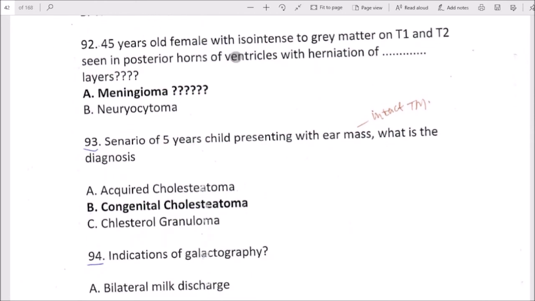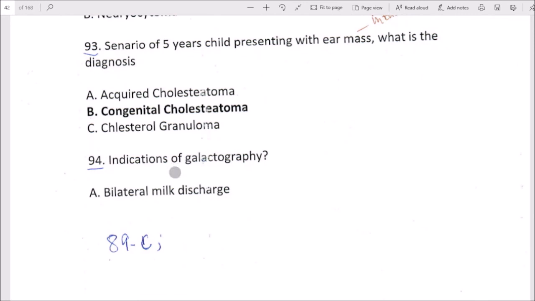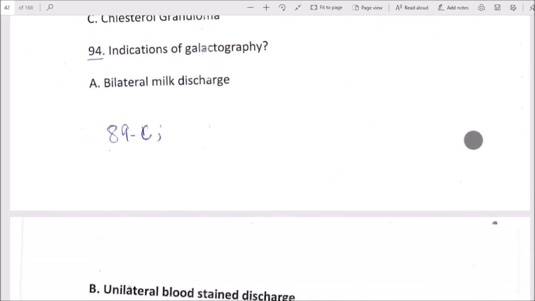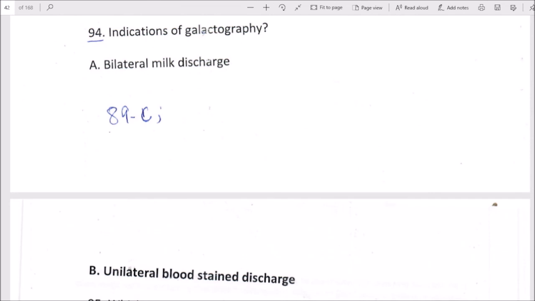92. A 45-year-old female with a lesion isointense to gray matter on T1 and T2 seen in the posterior horn of the ventricle, meningioma. Scenario of trigone of ventricle: meningioma. 93. Scenario of a 5-year-old child presenting with ear mass and intact membrane, diagnosed with congenital cholesteatoma. 94. Indication of ductography: unilateral blood-stained nipple discharge.